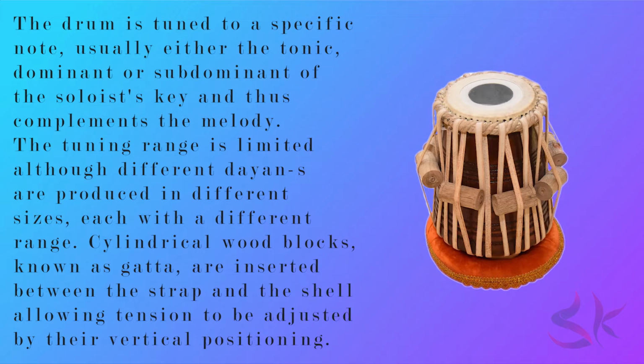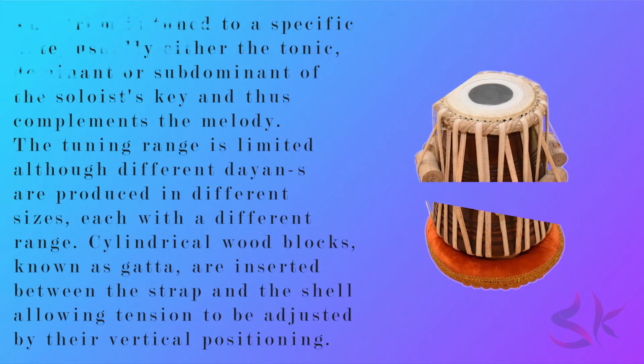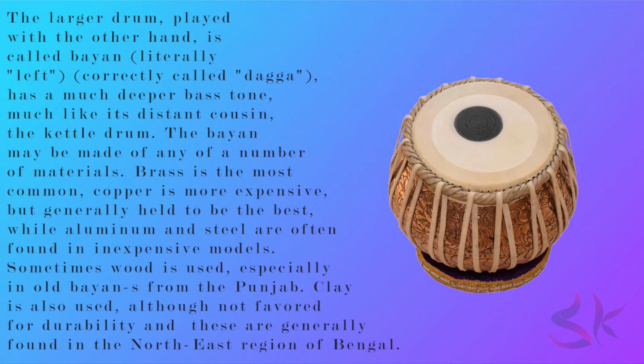The tuning range is limited, although different dayas are produced in different sizes, each with a different range. Cylindrical wood blocks known as gatta are inserted between the strap and the shell, allowing tension to be adjusted by the vertical positioning. Fine tuning is achieved by striking vertically on the braided portion of the head using a small heavy hammer. The larger drum played with the other hand is called baya or daga, has a much deeper bass tone, much like its distant cousin the kettle drum.